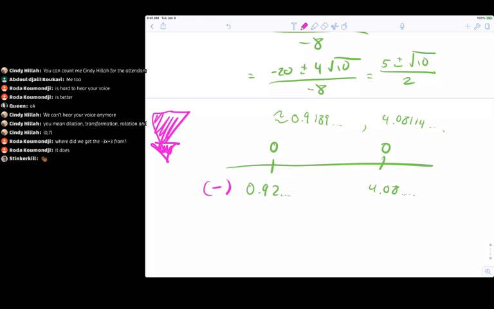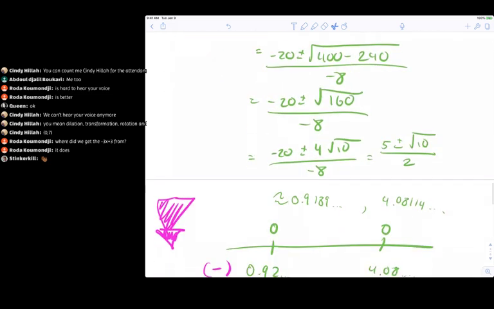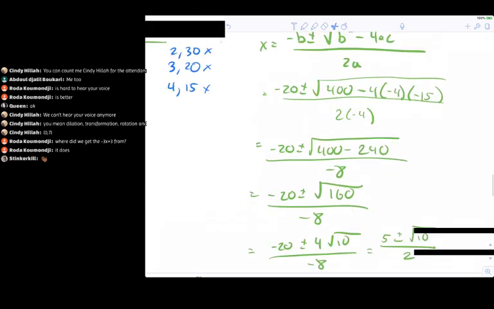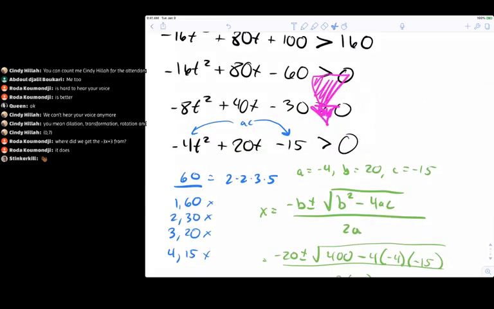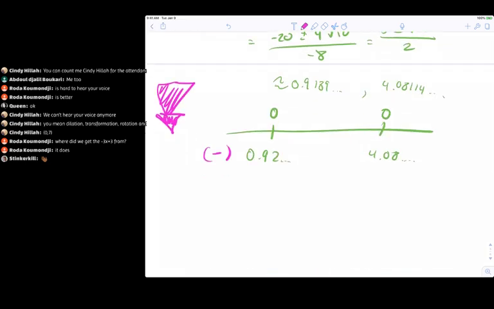If we choose something between these two, maybe like 1, all the y values are going to have the same sign in between. So if we plug 1 in here, that's going to be negative 4 plus 20 minus 15. Negative 4, that's 16 minus 15 is a positive 1, so it's going to be positive. So that means all the y values in here are going to be above the x-axis.